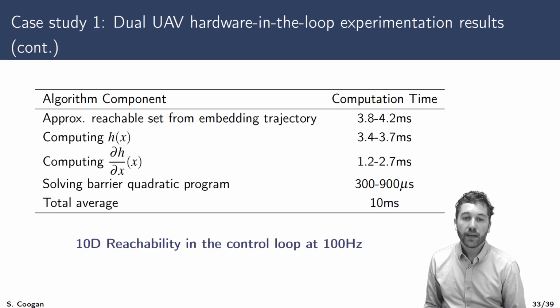So I believe this sort of demonstration really opens up new avenues for ensuring safety in such highly dynamic systems that require fast control loops by embedding reachable set computations in the control loop.